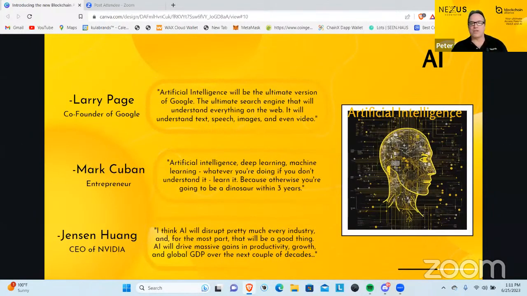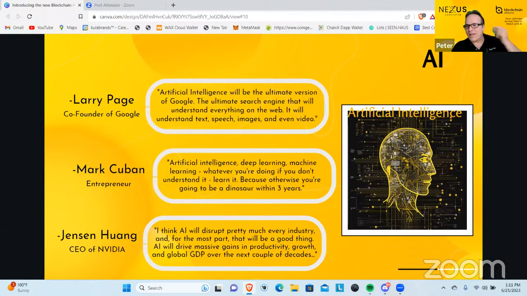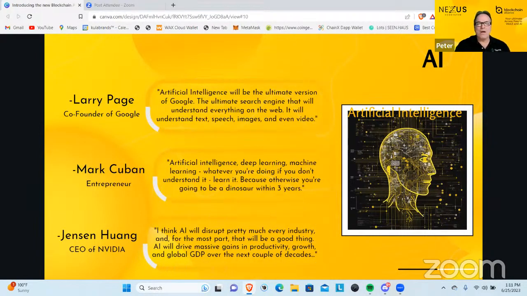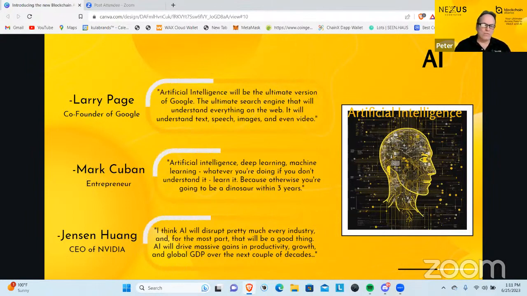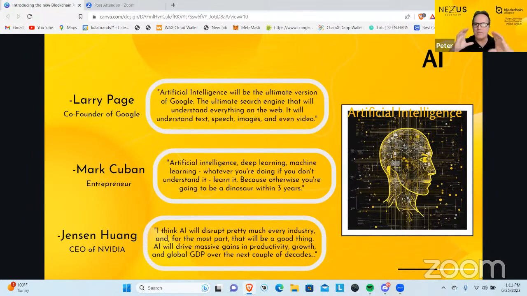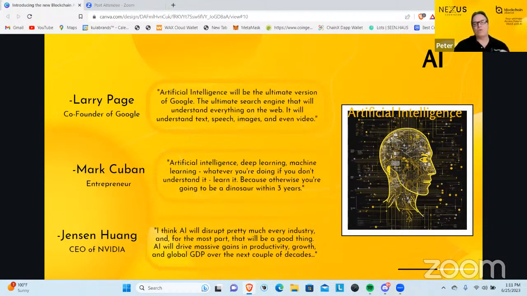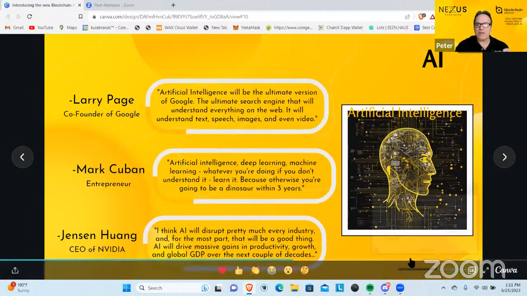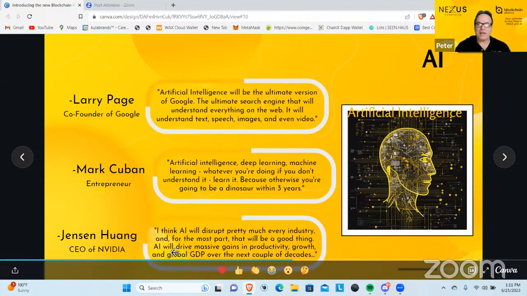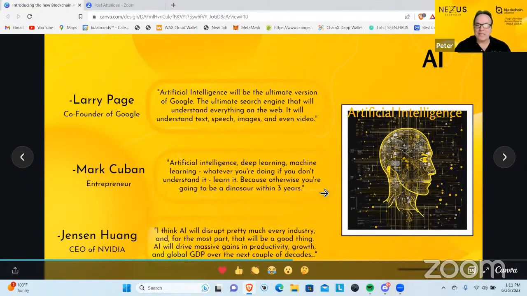So some people are going to increase their incomes because, okay, Jensen Huang, that is the CEO of NVIDIA, okay? Huge video company, right? They make all the video cards that do Web3 stuff, that do gaming, that do a lot of the stuff that's out there. I think AI will disrupt pretty much every industry, and for the most part, that will be a good thing. AI will drive massive gains in productivity growth.